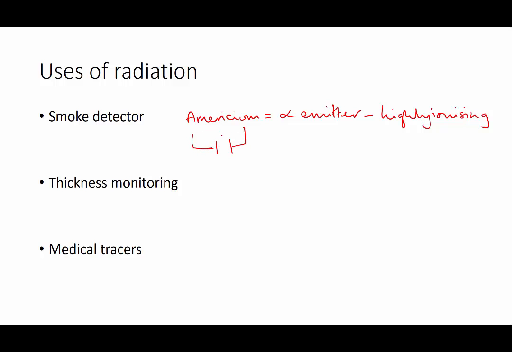So we have a little electric circuit set up, and we've got an alpha source on one side of it. What happens is that the alpha source goes into the chamber and ionizes the air, and that enables a current to flow in the circuit. If smoke gets in, the air no longer gets ionized, so the circuit gets broken, and that triggers the alarm.